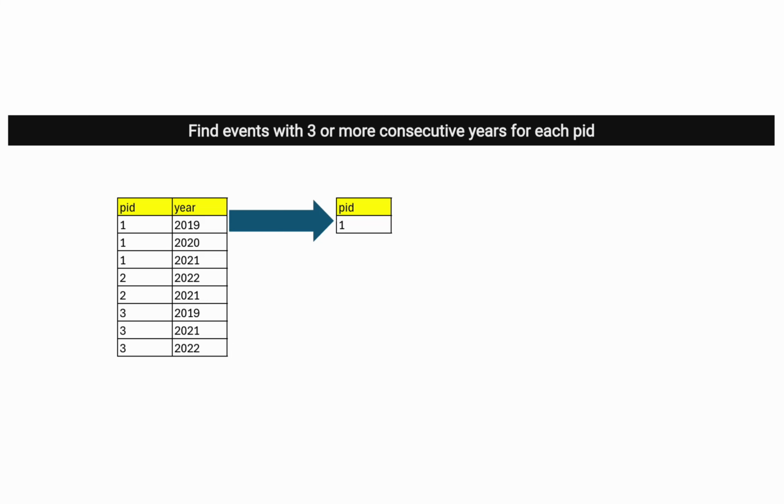So today we have a problem which was asked in a Tredence interview. The problem is to find events with 3 or more consecutive years for each PID. So let's try to understand this problem first.